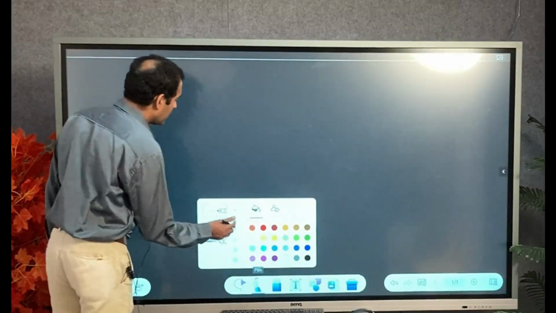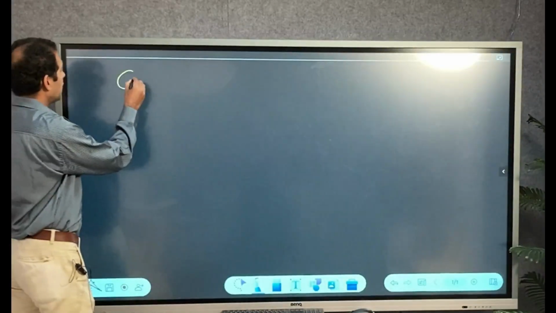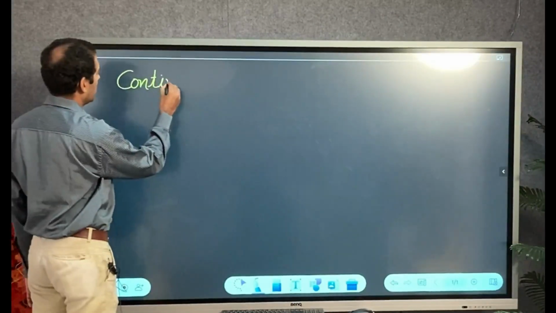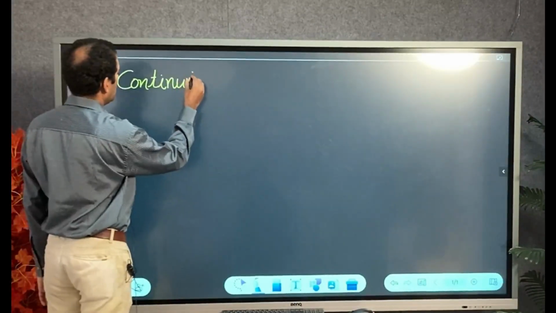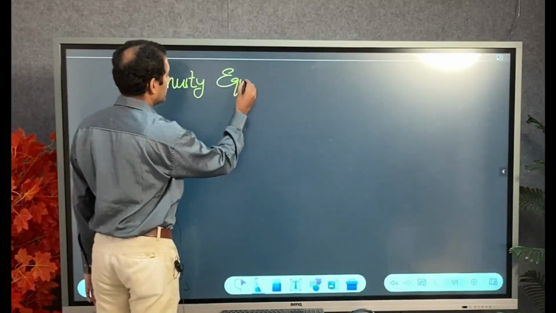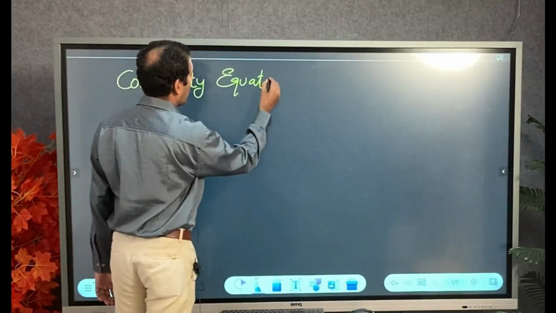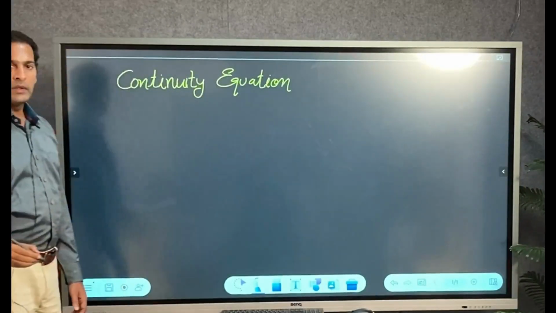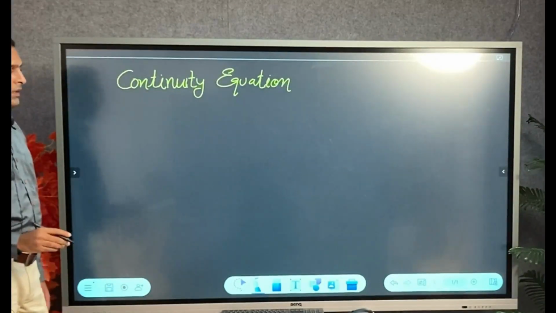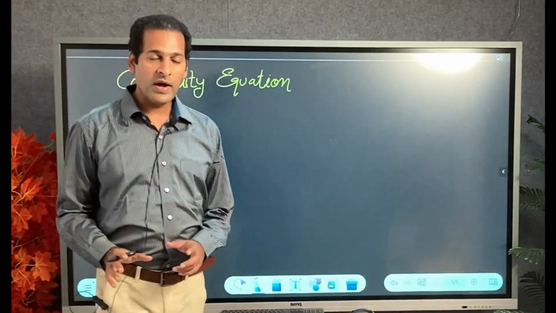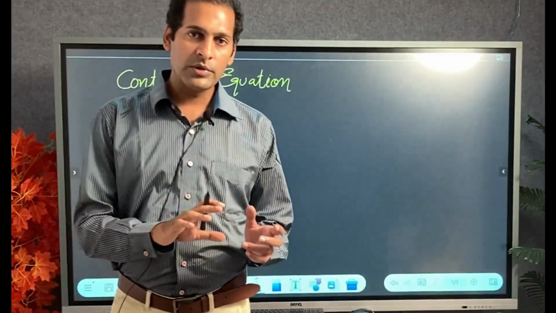As the name suggests, it gives the continuity of the charges with respect to various parameters. So say this is our topic, the continuity equation. We have to derive the continuity equation. We will begin this topic with the very basic definition of current. Current is defined as the charge per time.